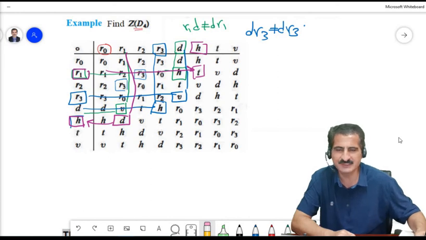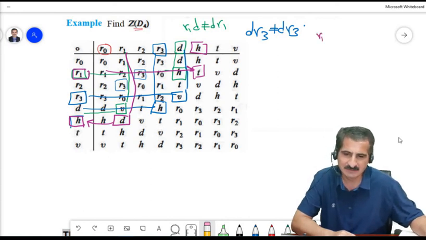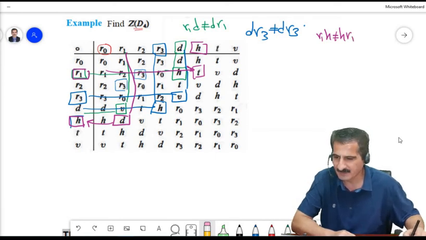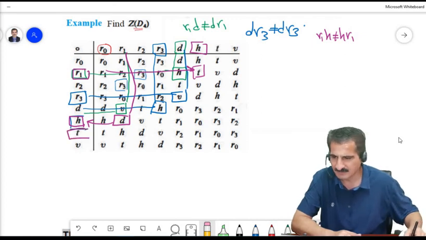So H is not in the center. R1 H is not equal to H R1. So H is not in the center. So what's left? T. T with whom? Let me take T with V. T with V is R3 and V with T. Okay. T. Another color. T with V is R3.